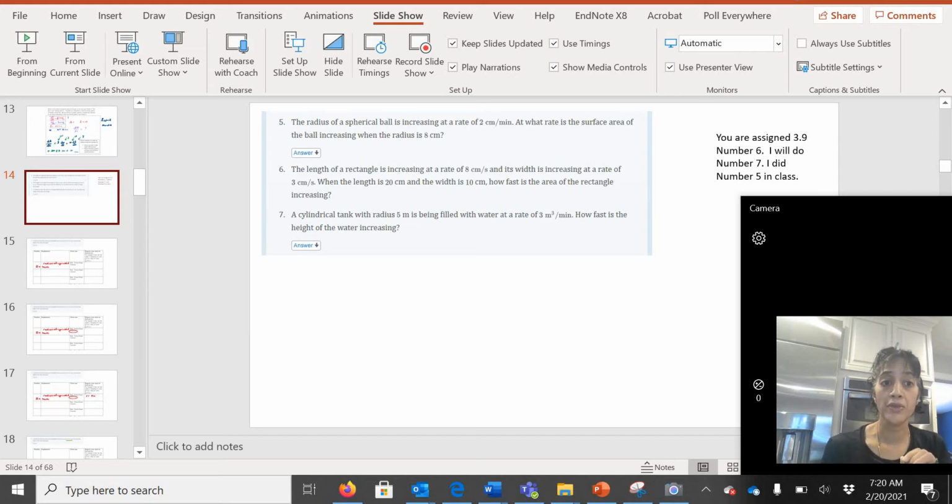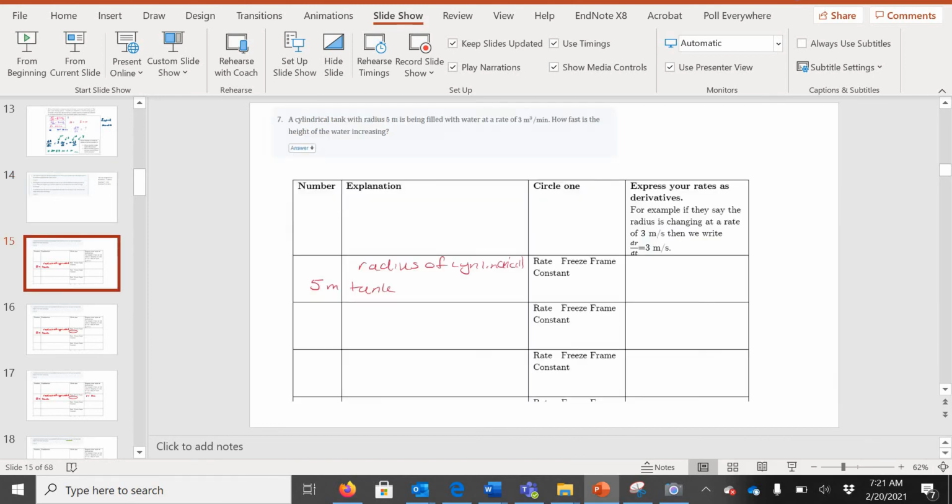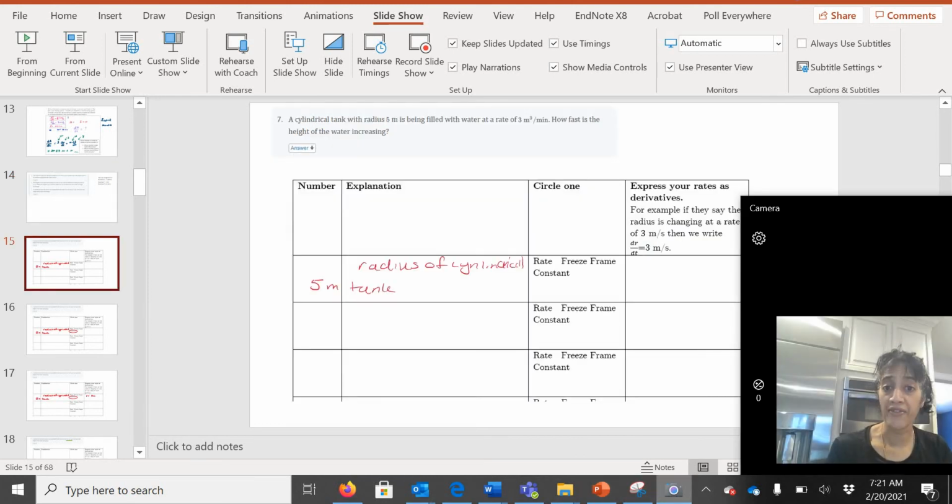So I'm going to do number 7. You were assigned 3.9 number 6. In my class, we did number 5. So let's do number 7. If you look at number 7, there are 2 numbers in there, 5 and 3. So the first step in the word problem guide is to take the number 5 and explain what it is.